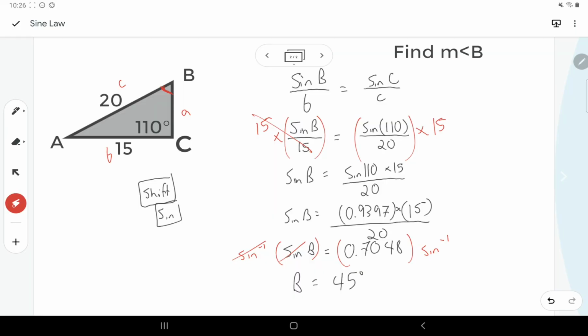Okay, so that's going from a triangle using the incomplete and complete pairs, isolating the variable, calculating the right-hand side, and then using the inverse sine to find our final answer. So that is sine law in missing angles. Missing sides is very similar, but I'll cover that in another video.